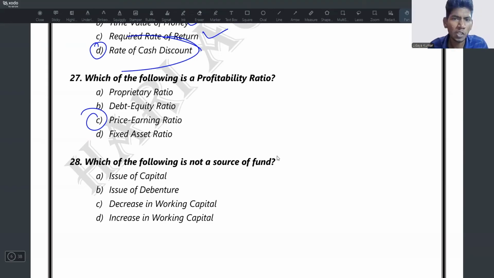Whereas proprietary ratio is a solvency ratio, debt equity ratio is a leverage ratio, and fixed asset ratio is a type of asset management or turnover ratio, right? Whereas the profitability ratio is the price earning ratio. Clear? So option C is the right option.